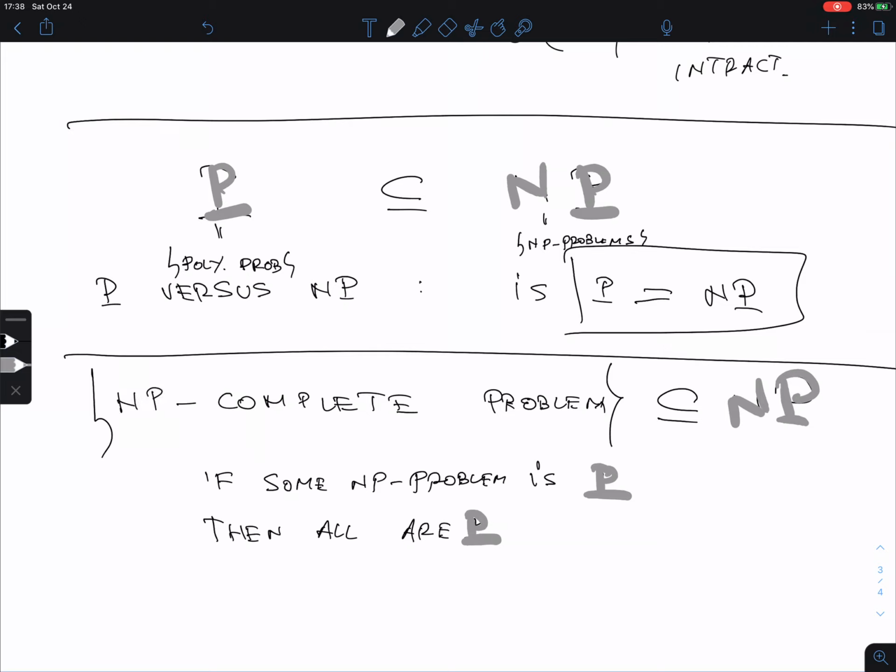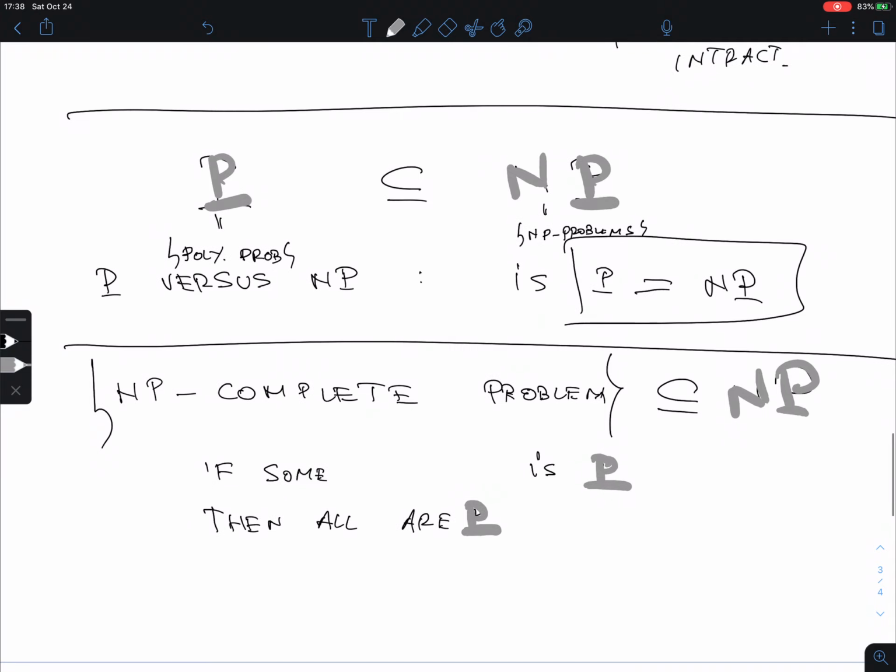Now I got a little bit carried away. It's not some problem. If some NP-complete problem, if some problem that comes from this list, happens to be polynomial, then they all are polynomial. And in fact, we know how to do it then. If we know how to do one, we know how to do all of them. Therefore, if one of these is polynomial, then all are polynomial, and therefore P is equal to NP.